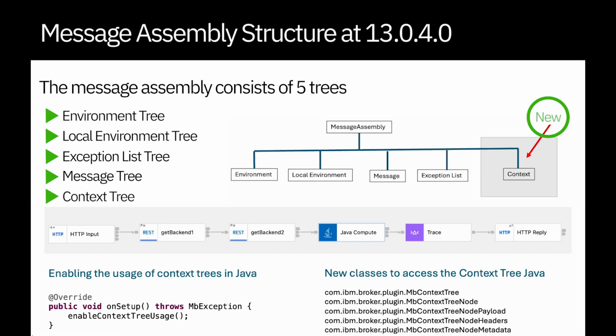In ACE 13.0.5.0, the Java plugin API has been updated to allow access to the context tree. This allows the Java Compute node and Java plugin nodes to access the context tree. In order to use the context trees in Java, the enable context tree usage method must be used in the onSetup method. When enable context tree usage is called, it will switch on context trees for the message flow before any flow threads are started. New classes have been provided to access different parts of the context tree.